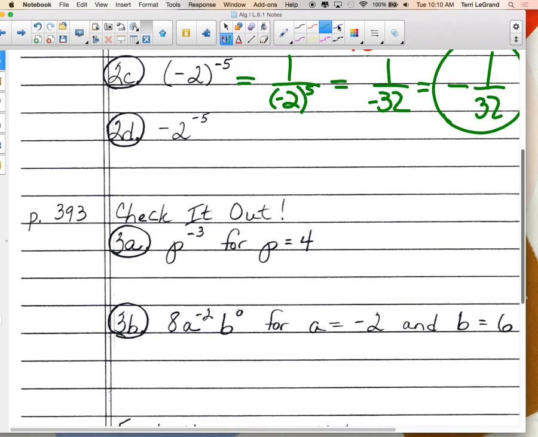Okay, what are we going to do in this next one? Are we taking -2 to the -5 power? Or what's our base this time? Is -2 in parentheses? No. Then what's the base? It's not -2, it's just the 2. So this actually becomes, remember, the opposite of 1 over 2 to the +5 power.